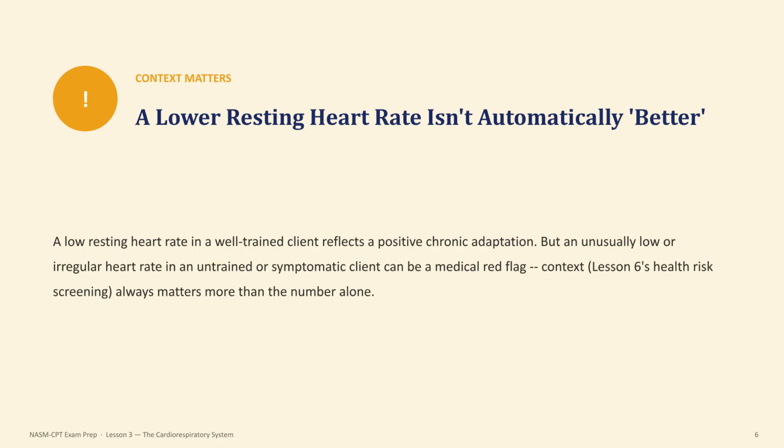I want you to slow down on this one. The same number can mean 2 very different things, depending on who you're looking at. And hold on to this principle for when you get there. Refer, don't diagnose.